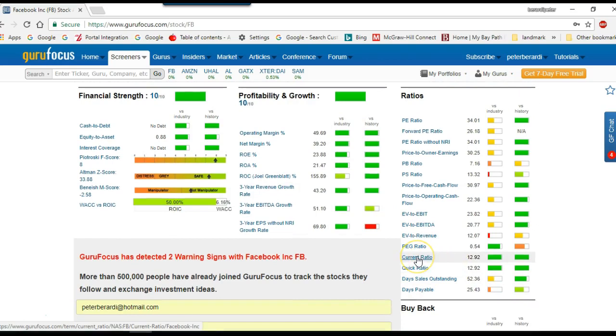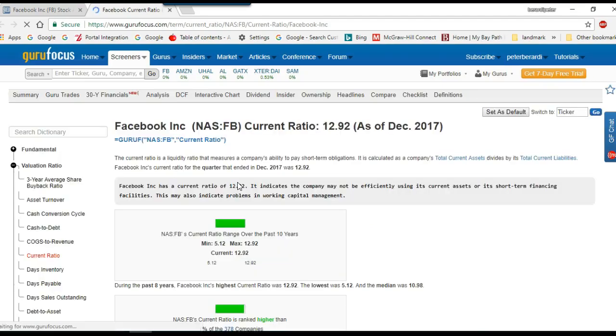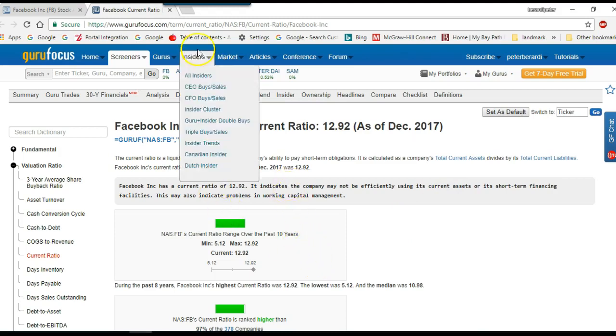Here's some other ratios which you'll learn about. Current ratio, which is current assets divided by current liabilities, which is a liquidity ratio. How well Facebook can pay its short-term obligations on the liability side of the balance sheet. Facebook has a current ratio of 12.92, and it indicates the company may not be efficiently using its current assets, because this is a very high number. You want it to be around 2x over liabilities, or a ratio of 2. In other words, what they're saying is they have probably too much cash on the books, and it's not efficiently investing that cash. But nevertheless, it doesn't have a liquidity problem. They have no problem paying their short-term obligations.